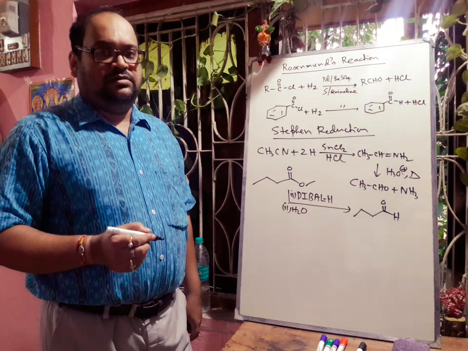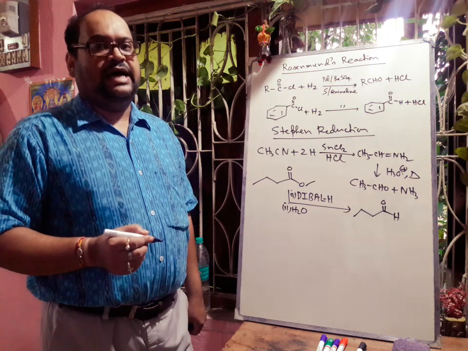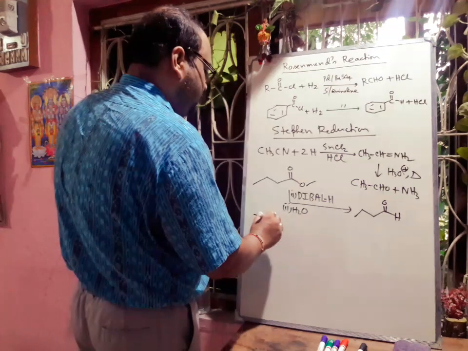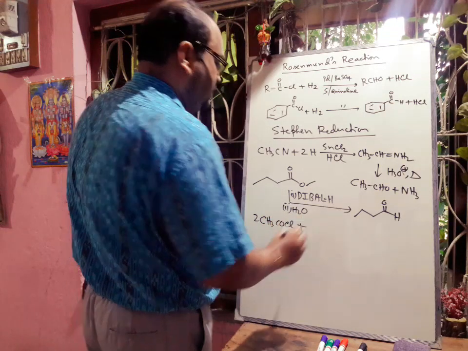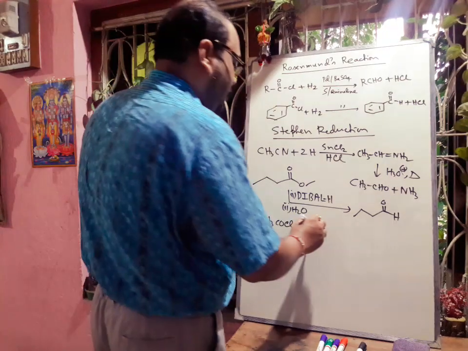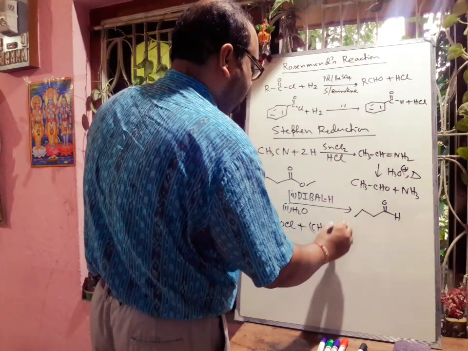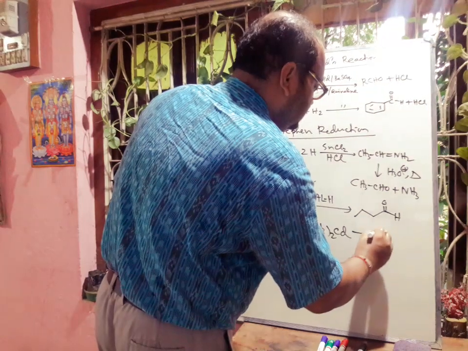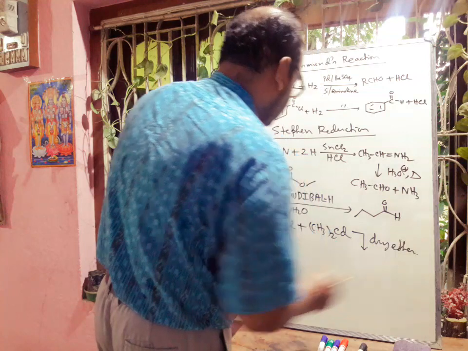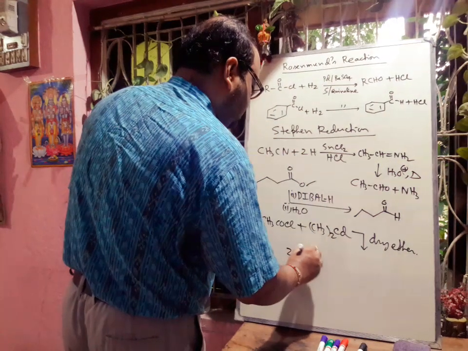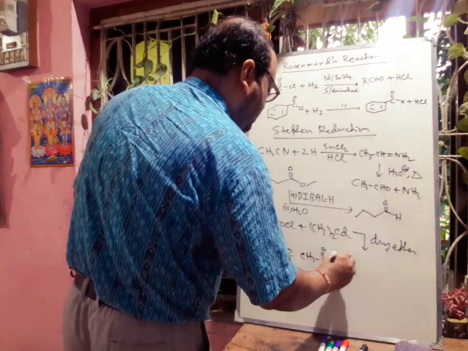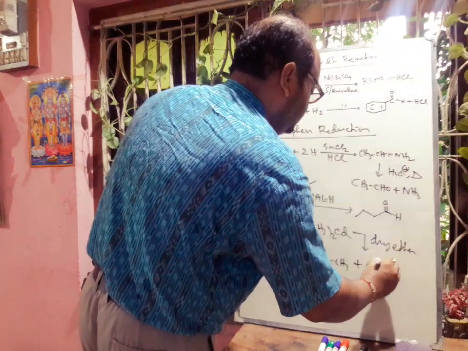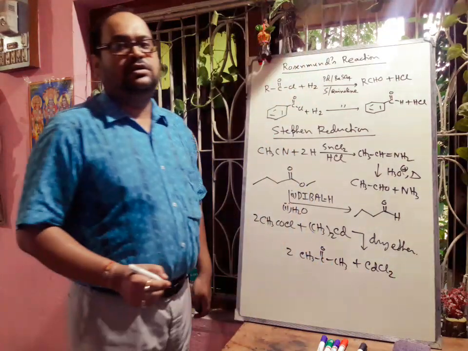Now ketones can be prepared from the acid chloride by using dialkyl cadmium. So if we take twice CH3COCl, that is acetyl chloride, and we use dimethyl cadmium, (CH3)2Cd, you have to use dry ether as the solvent. Then we can prepare the corresponding ketone, CH3COCH3, that is acetone, plus there will be formation of cadmium chloride as a side product.